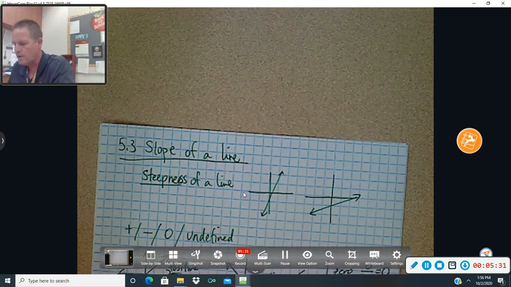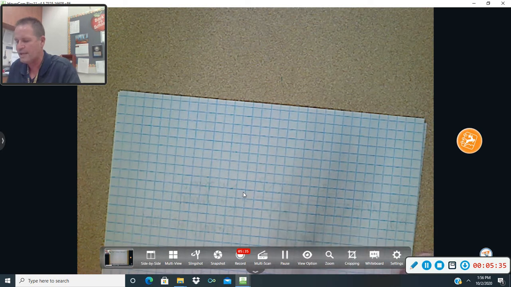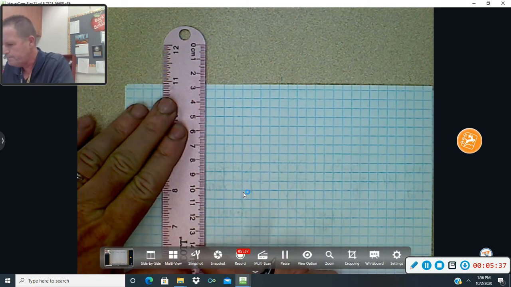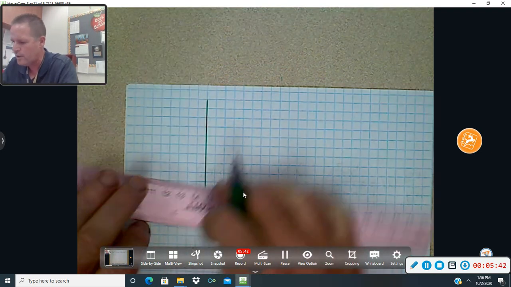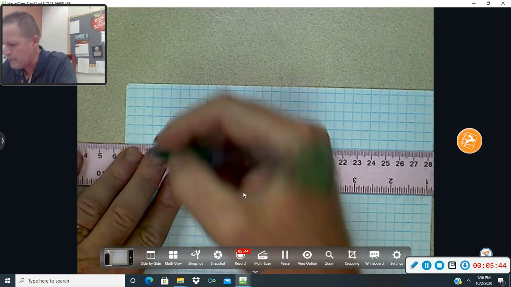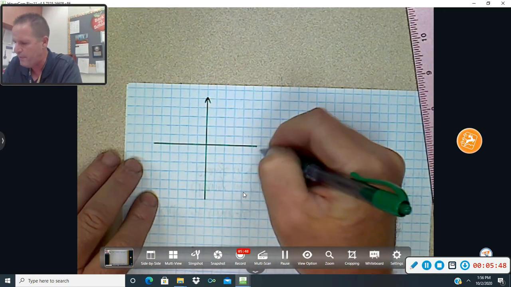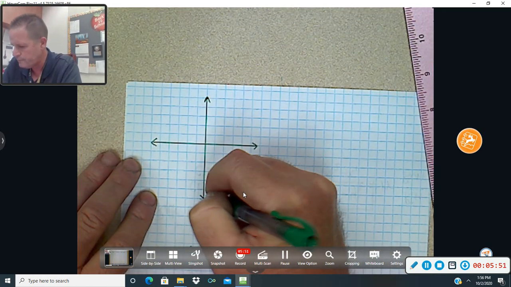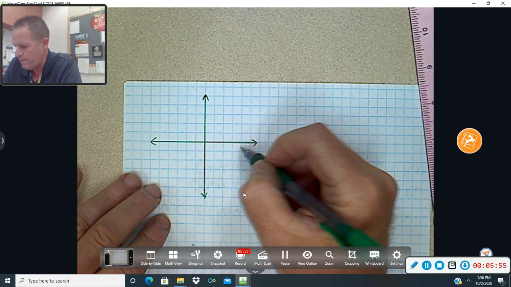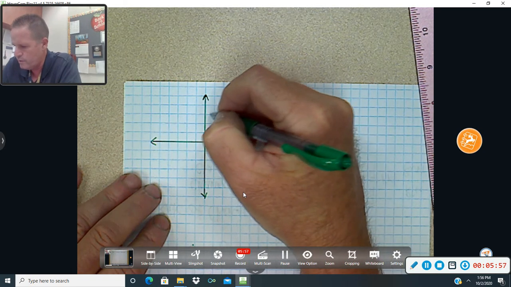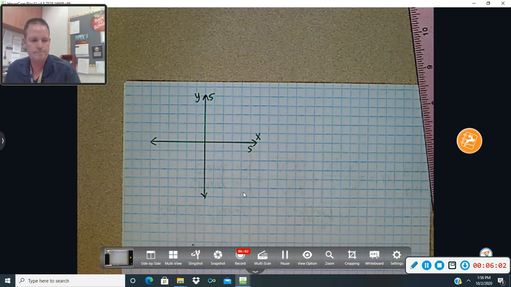Here we go. All right, so what I'm going to do is I'm going to give us a graph first. I'm going to show you how you can count the slope and how you can actually calculate it. And that's what we want to be able to do the most, is actually calculate. But sometimes you can just count it. So if you're doing this along with me right now, make a graph. We'll go by ones. 1, 2, 3, 4, 5. 1, 2, 3, 4, 5. That's the way I set mine up.